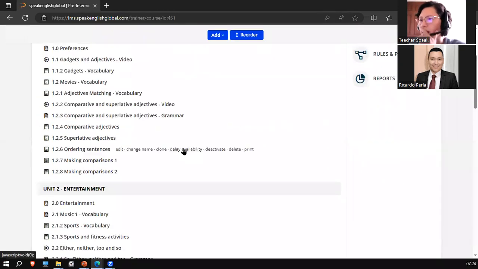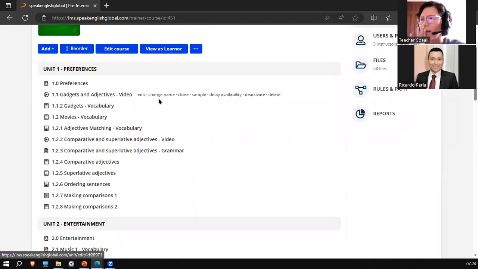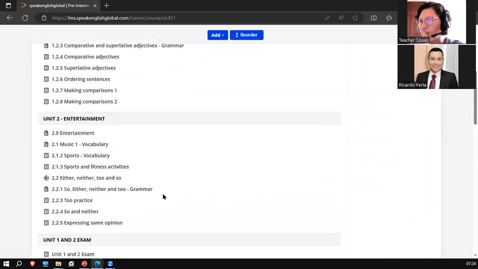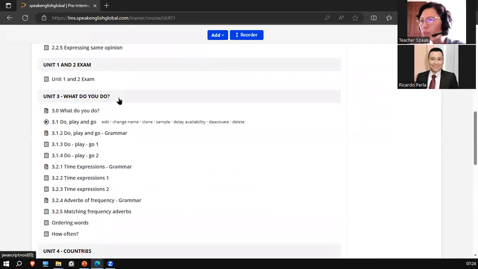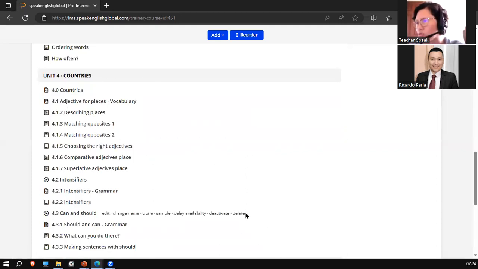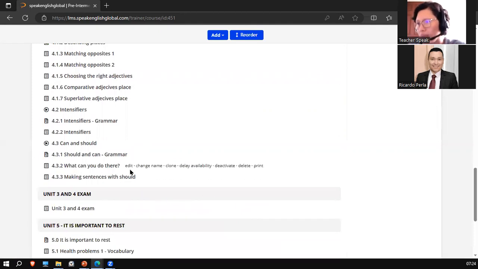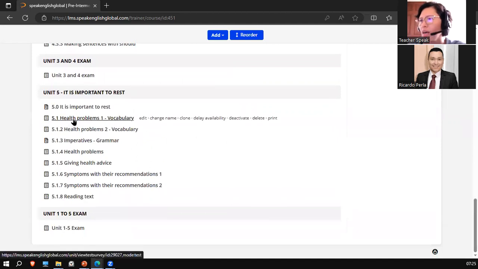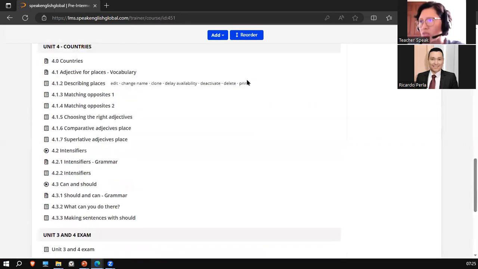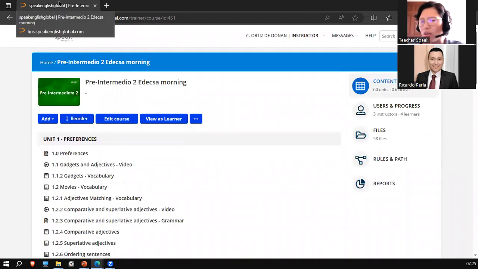This is your module, and based on what I can see here, it says gadgets and adjectives, gadgets vocabulary, movies vocabulary, adjectives matching vocabulary section, comparative and superlative. This time you're going to study both comparative adjectives, making comparisons. We're going to talk about entertainment, sports, present simple, questions with present simple, countries, superlatives, choosing right adjectives, making sentences with should and can. Then the exam, and in Unit 5, health problems, imperatives, giving health advice, symptoms, and recommendations. Those are the different topics that we are going to be working with.